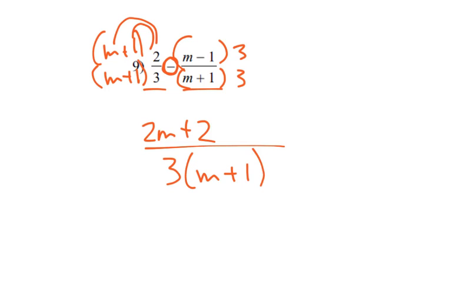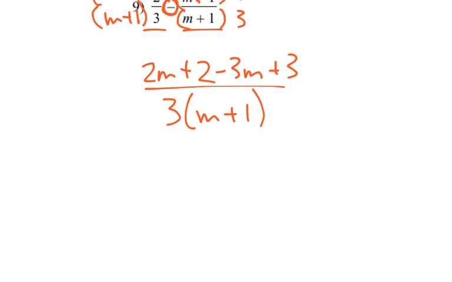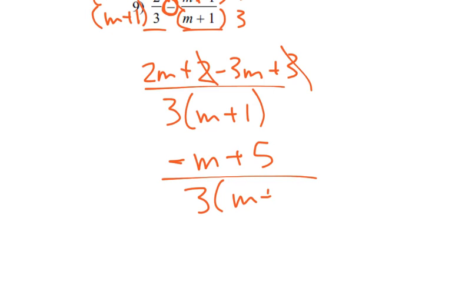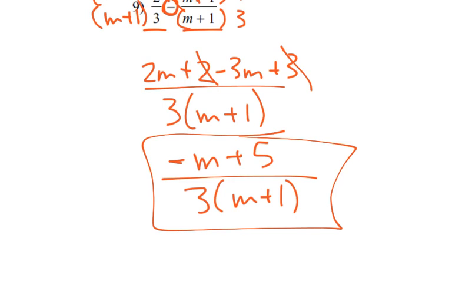Then that negative would apply to both of these. So it'd make that a negative m plus 1, so 3 times negative m minus 3m, then positive 1 times 3 plus 3. So 2m minus 3m would give us negative m, plus 2 and 3 would give us 5, over 3 times m plus 1, which I can't simplify and pull anything out, so we just leave it like that. You could write it 5 minus m if you didn't like that negative m, but same thing. You could even multiply that 3 through and get 3m plus 3, but you don't have to.